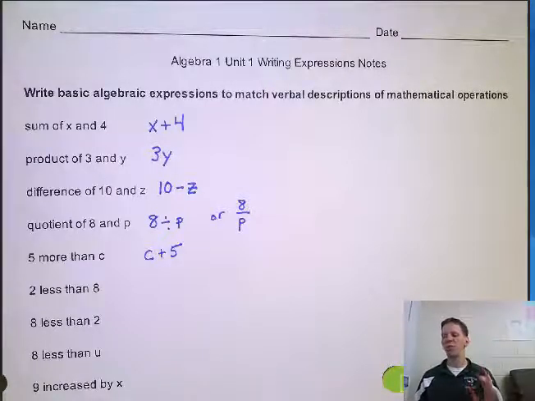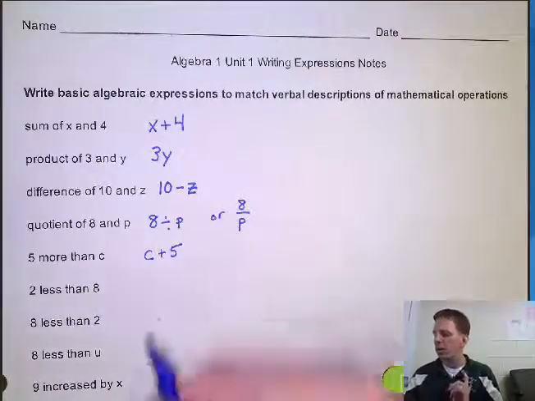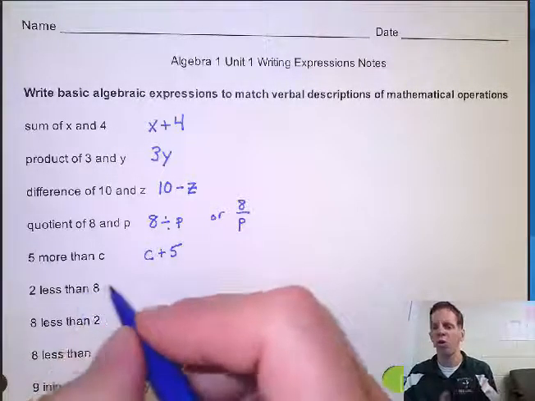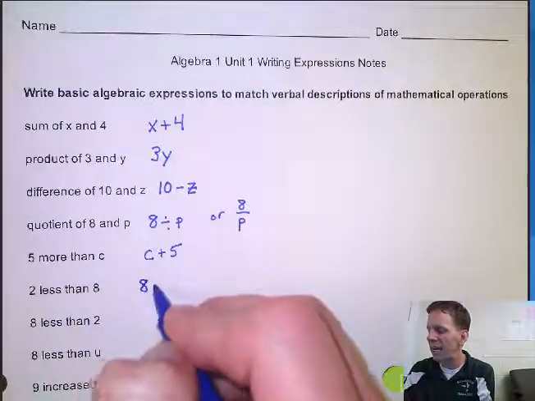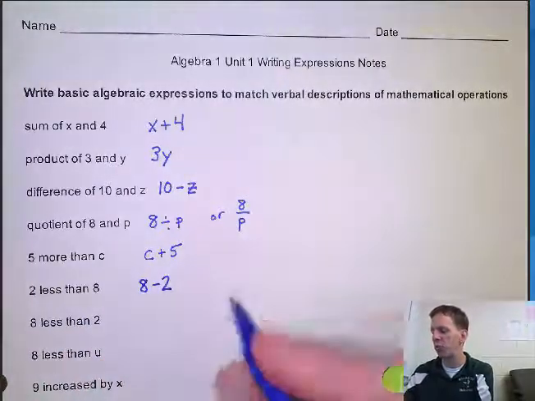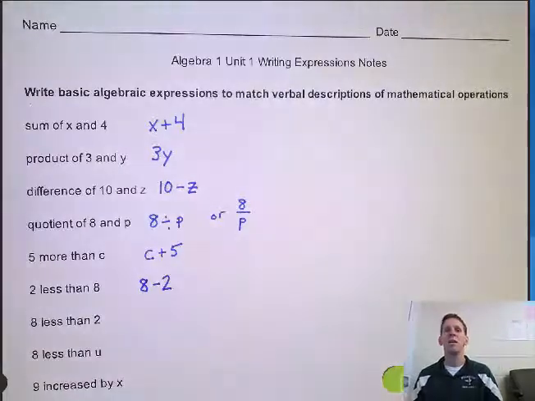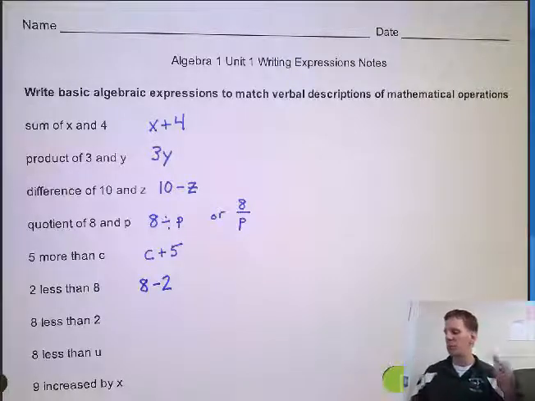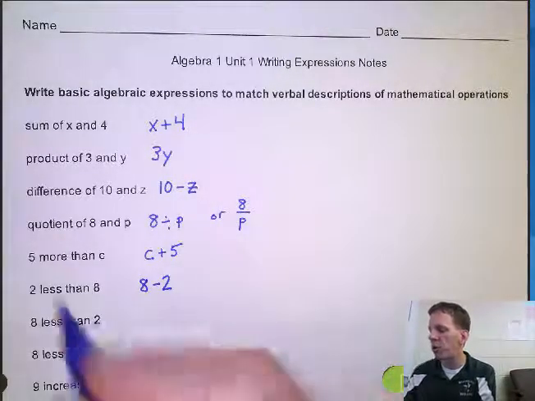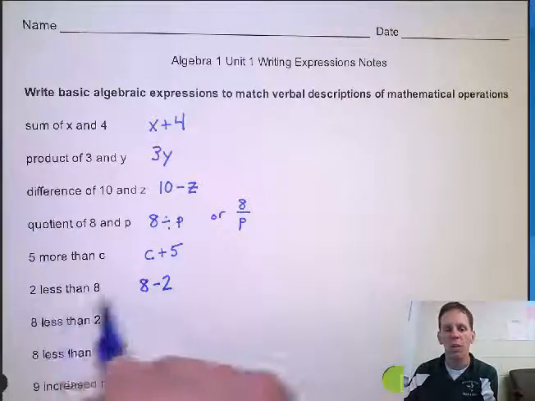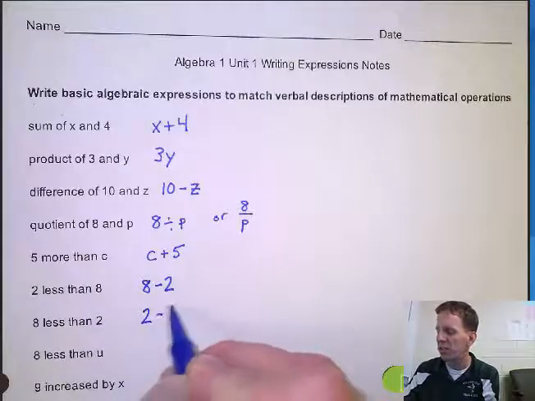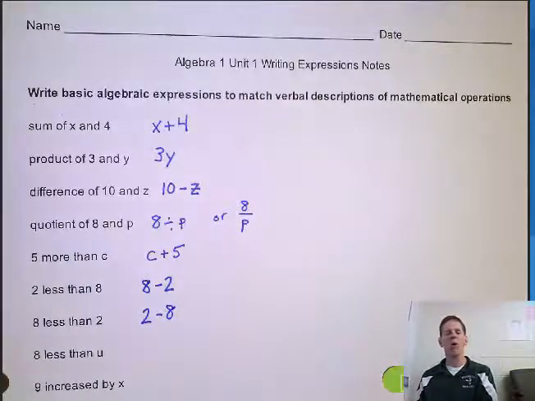However, when it says 2 less than 8, I know that's going to be the number 6. It's 2 smaller than 8. 2 less than 8 has to be written 8 minus 2. It cannot be written 2 minus 8 because 2 minus 8 is negative 6. 8 minus 2 is positive 6. So 2 less than 8 means we're going to go 8 minus 2. So we don't write the numbers necessarily in the order that they appear here. 8 less than 2 is 2 minus 8. It's 8 smaller than the number 2.